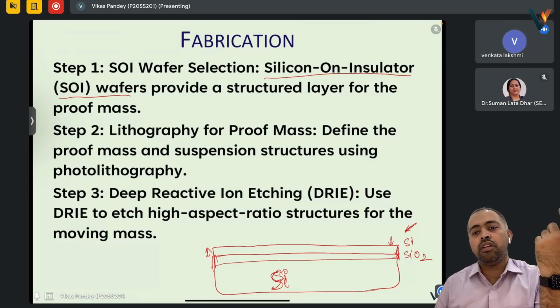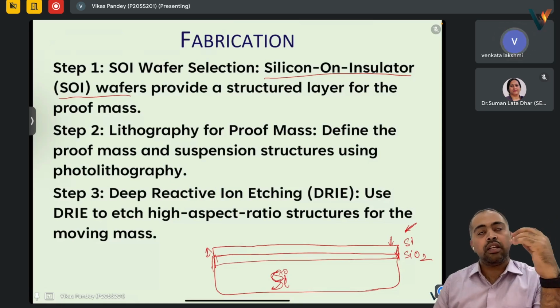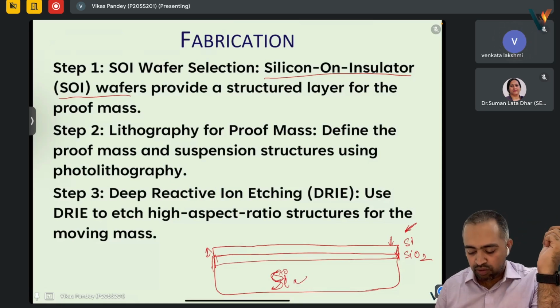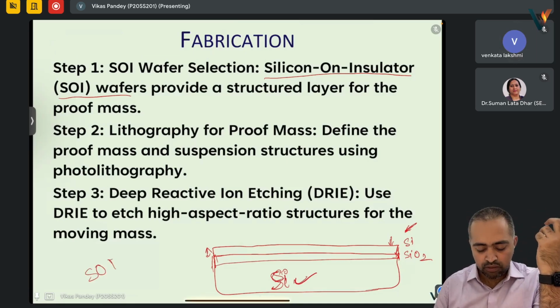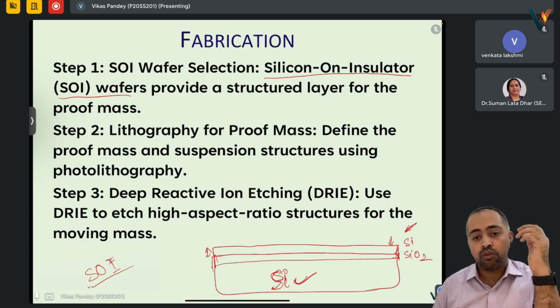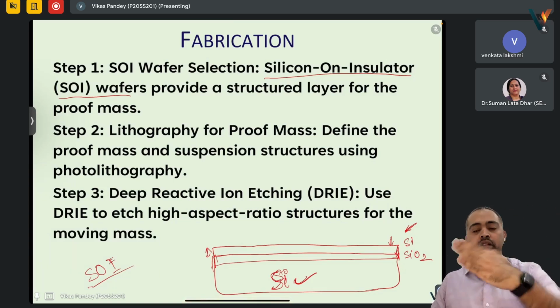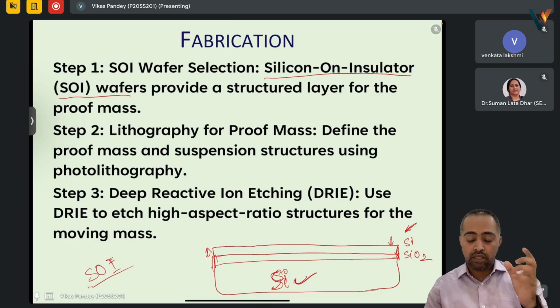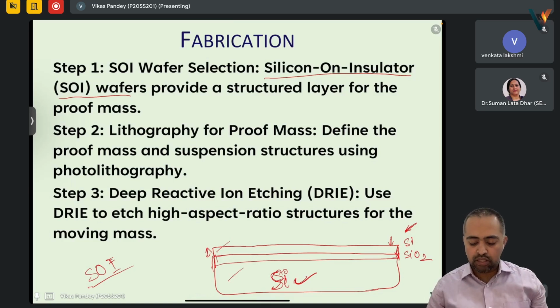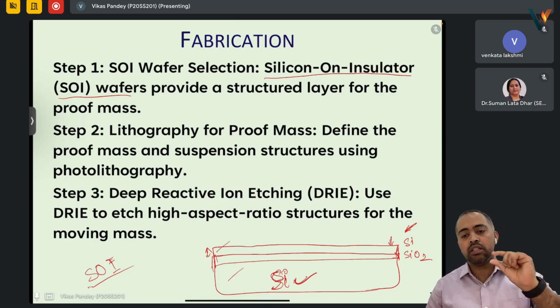The wafer here is a bit different in the sense that we generally start with a silicon wafer, but in this case we have a silicon on insulator wafer. So this wafer is silicon, on top of it SiO2, then silicon, and the whole silicon is crystalline. In between there is SiO2.